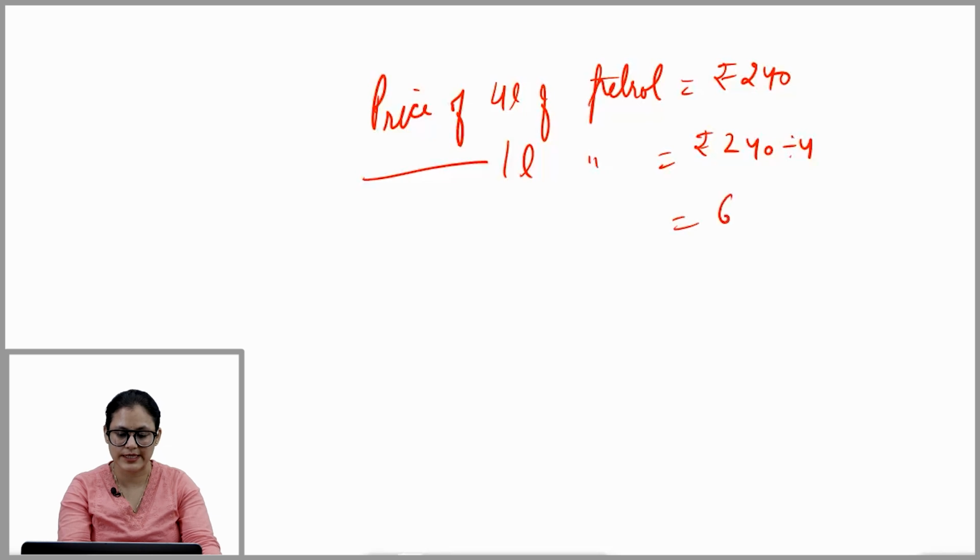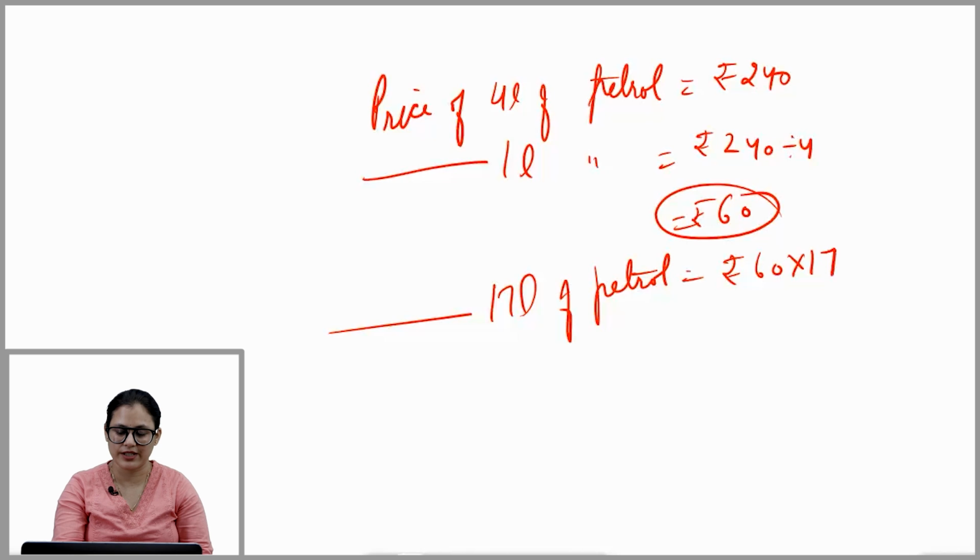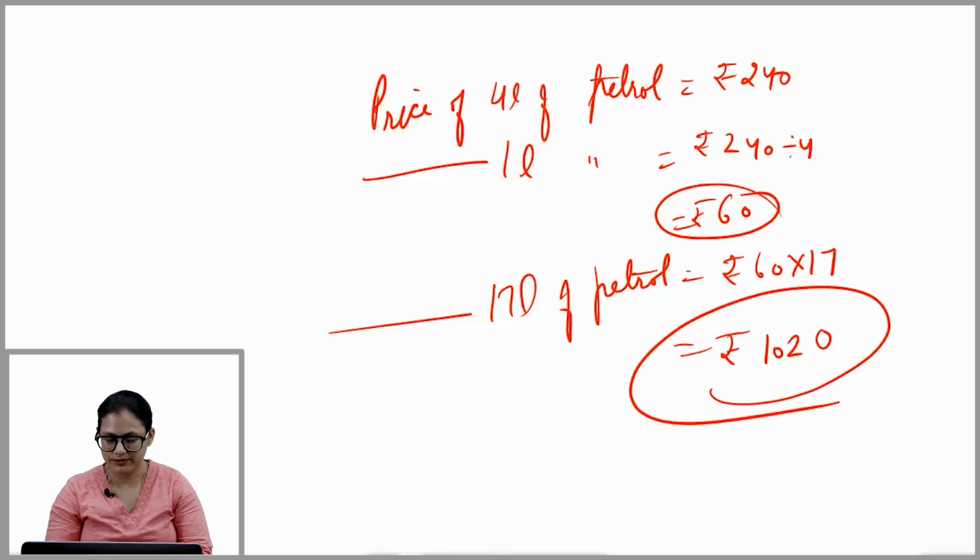So what will you get? Rupees 60. Now you have to find out the price of 17 liter of petrol. Now you know the price of 1 liter of petrol. Now it is easy to find the price of 17 liter of petrol. What will you do? You will multiply 60 by 17. So what will you get? 17 sixes are 102. So rupees 1020 is the answer.